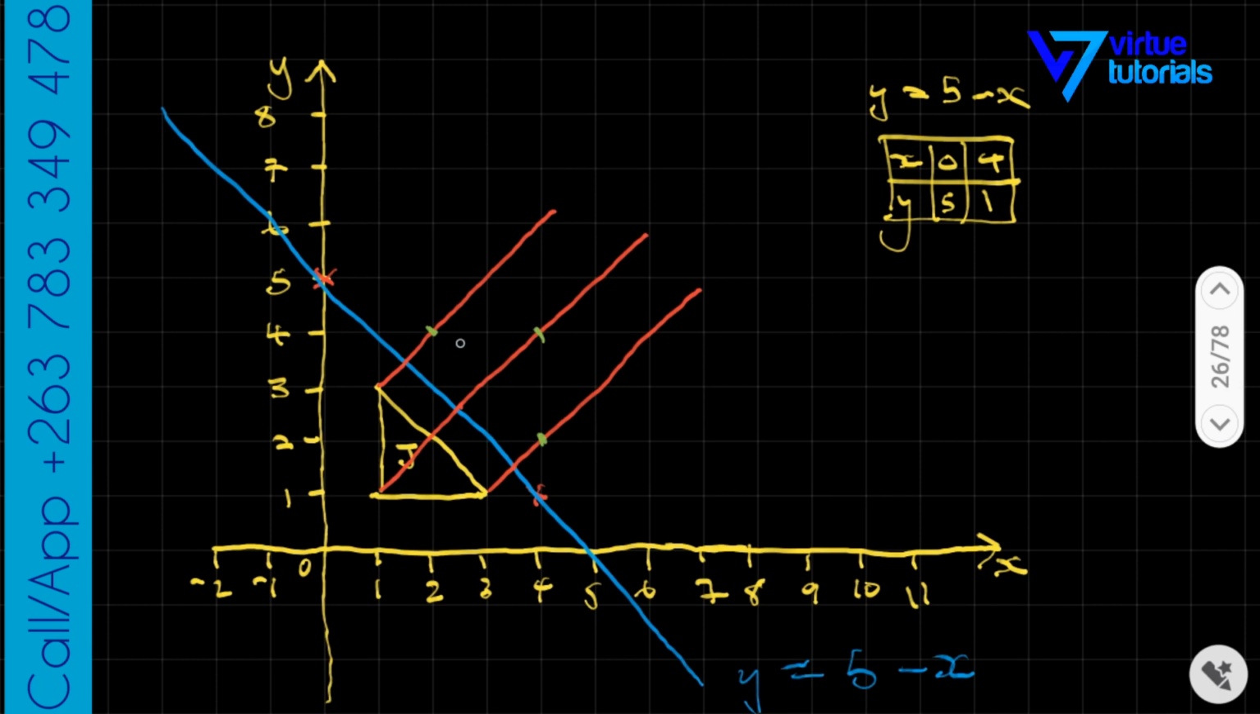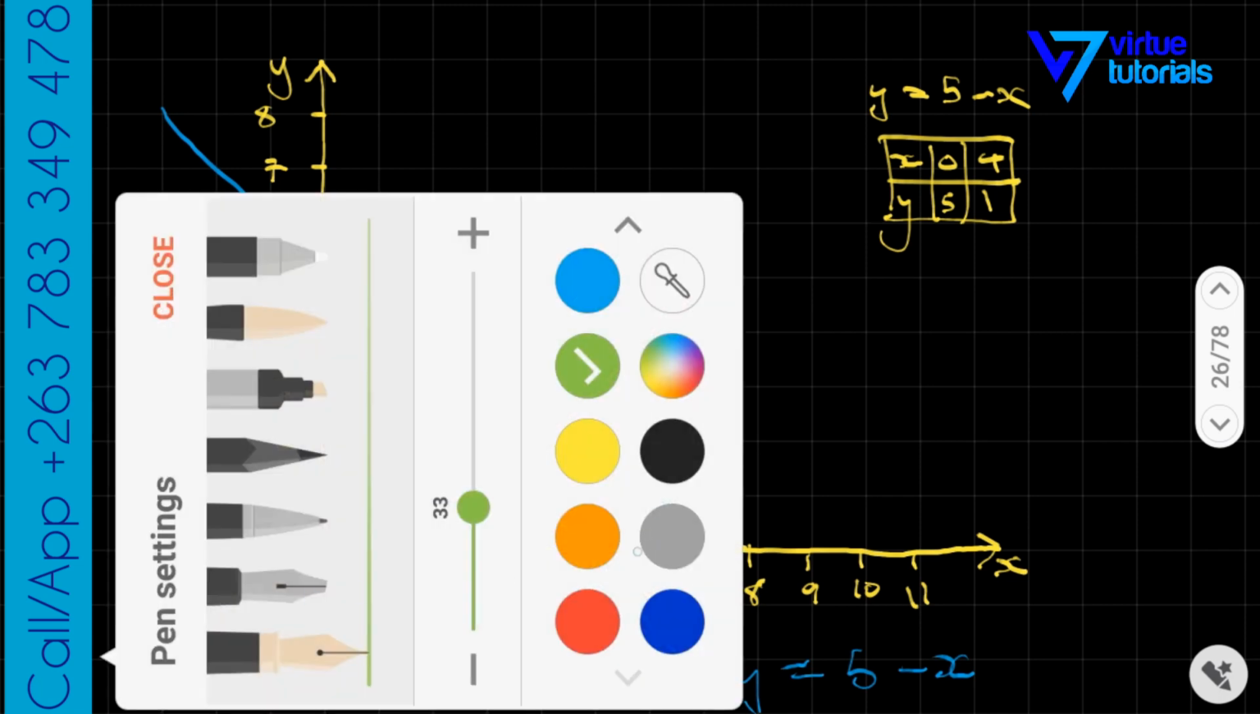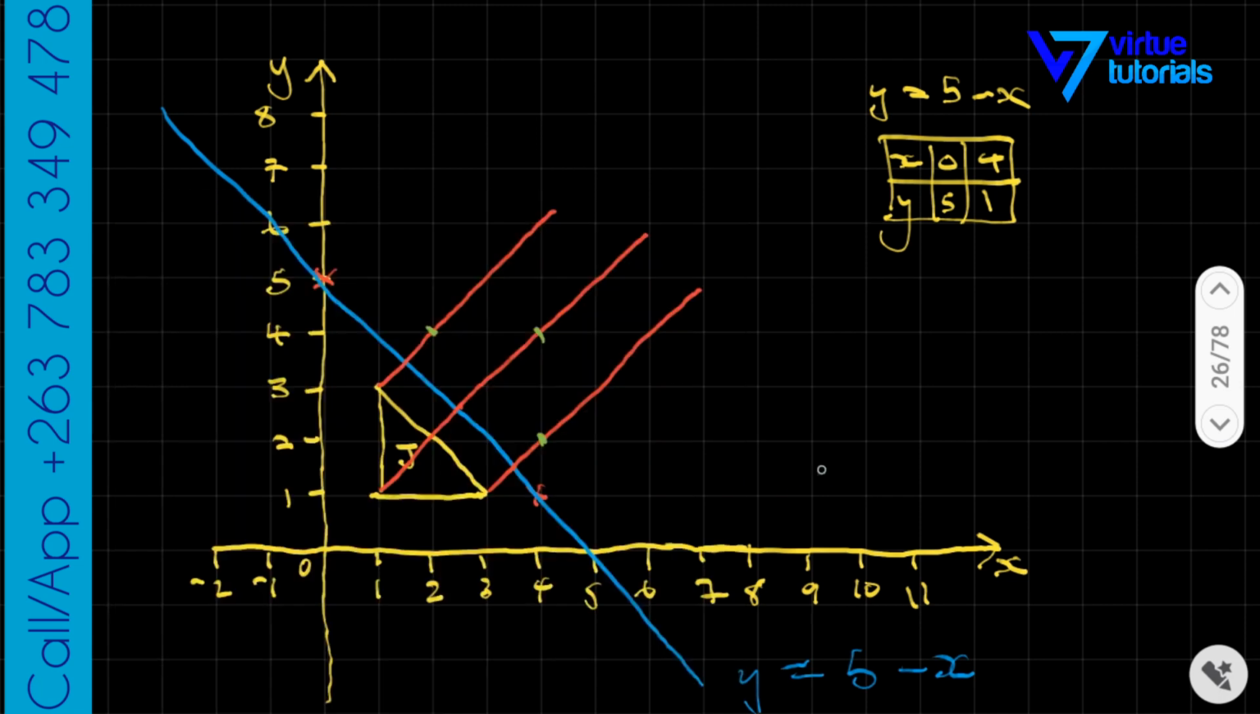Once I do that, I can draw my image. This is my image, and that image is our triangle K. So it should be a fairly simple process of reflecting across these lines.